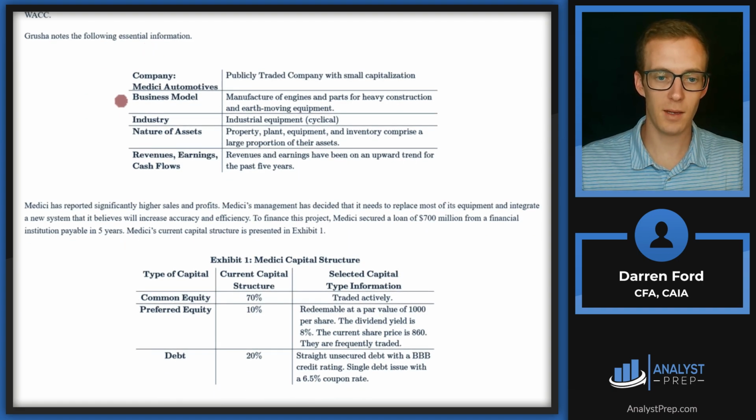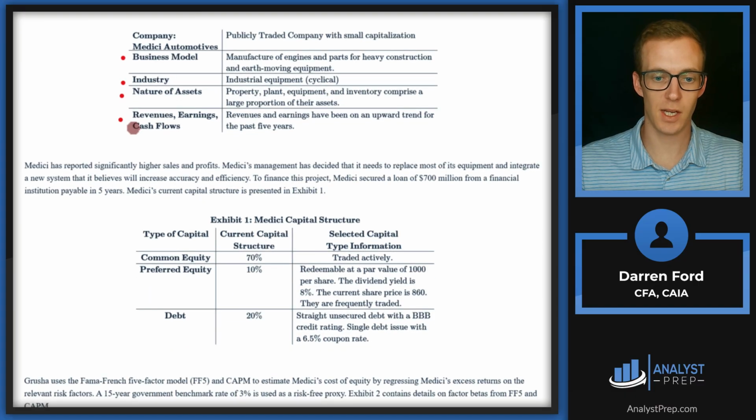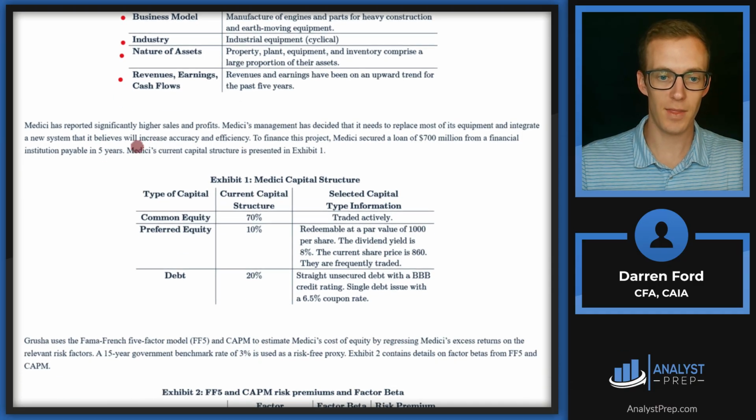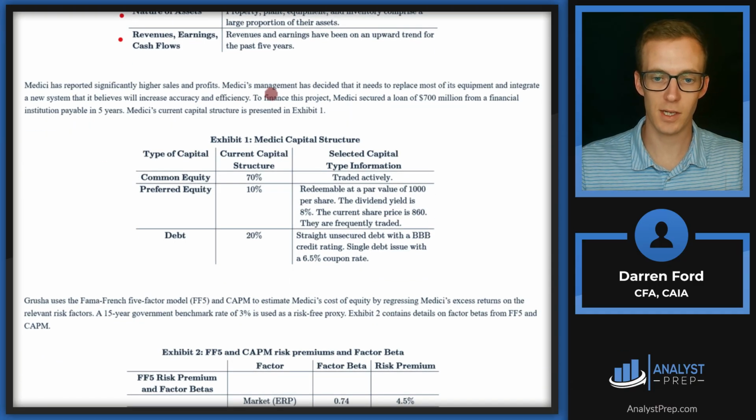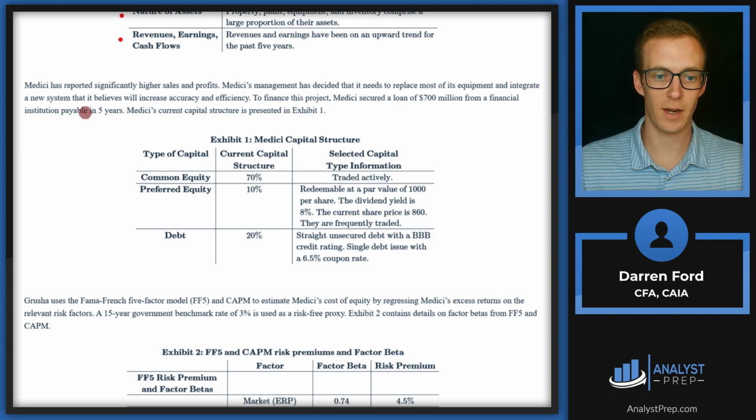So we've got the company, and then it looks like Porter's 5 forces or some version of that. So business model, industry, nature of assets, and then revenues. Medici has reported significantly higher sales and profits. Medici's management has decided that it needs to replace most of its equipment and integrate a new system that it believes will increase accuracy and efficiency. To finance this project, they secured a loan of $700 million from a financial institution payable in 5 years. Current capital structure is presented in Exhibit 1.